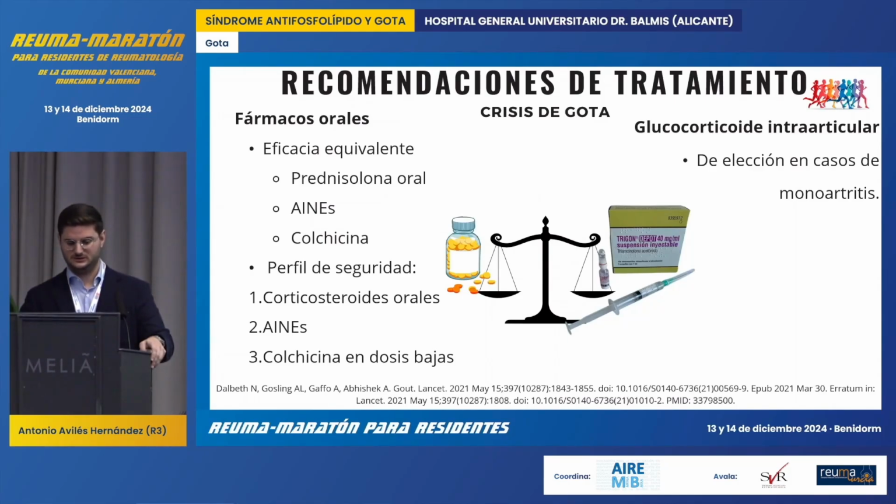Therefore, they recommend using corticosteroids over NSAIDs and NSAIDs over colchicine during the acute phase. And the recommendation is to use intra-articular glucocorticoid in cases of monoarthritis.